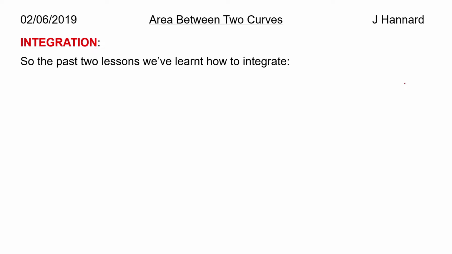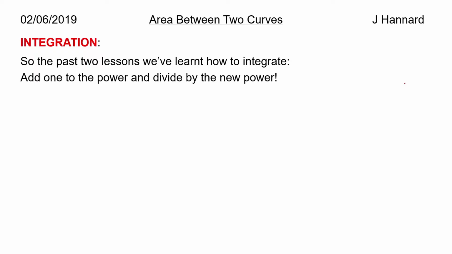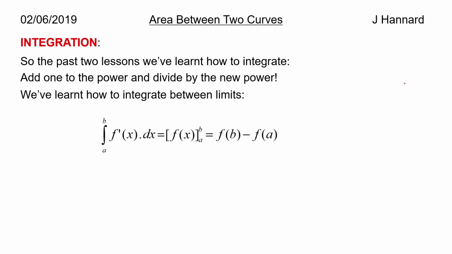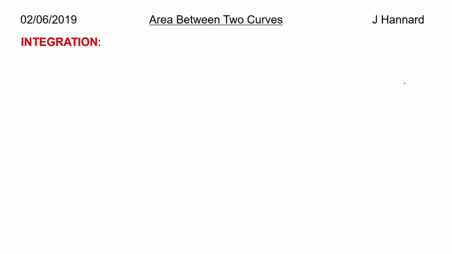So integration then, let's have a little look at what we've been doing the last two lessons. Basically we add 1 to the power and divide by the new power when we're integrating. Don't forget the c, but remember that c cancels out if we're doing definite integrals. Same applies here. We've also learned to integrate between limits, which is what definite integrals are. So the integral between a and b of f dash of x with respect to x is f of x between the limits b and a, which is essentially stick b through, stick a through, and take them off each other, where b is greater than a. So there you go. That's essentially what I've just said.